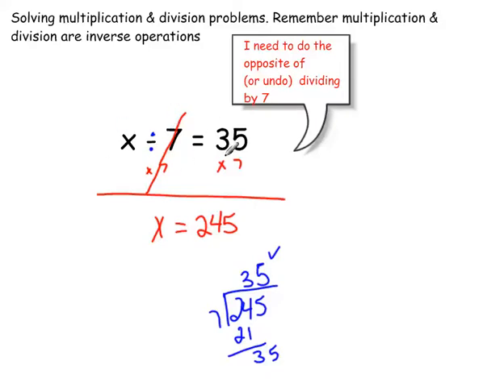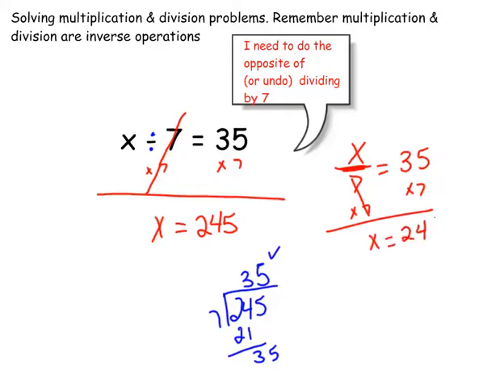All right, just so you are aware, another way to write x divided by 7, I could have written it like this. Okay, remember, this is still a symbol for division. So x over 7 means x divided by 7. You'd solve it the exact same way. The opposite of dividing is to multiply by 7. The 7's cancel, so all I'm left with is x equals, and I would still get 245.